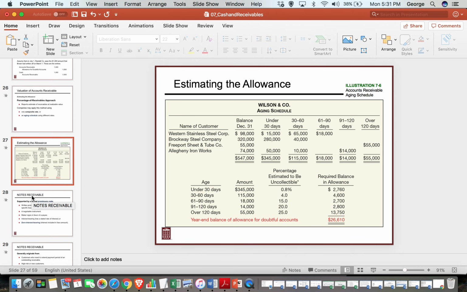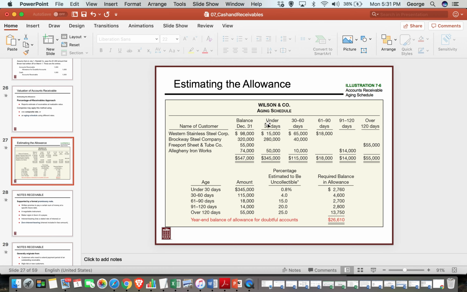So this is using the aging approach. It's more of a balance sheet approach. Probably gives you a better balance sheet number than sales number or income statement number. So we have 4 customers that are past due: Western, Brockway, Freeport, and Allegheny. And so, of course, the more they're past due in days, probably the higher risk they're not going to pay. So, for instance, this Freeport sheet and tube work, they're over 120 days past due of $55,000. So, chances of seeing that money might be slim.